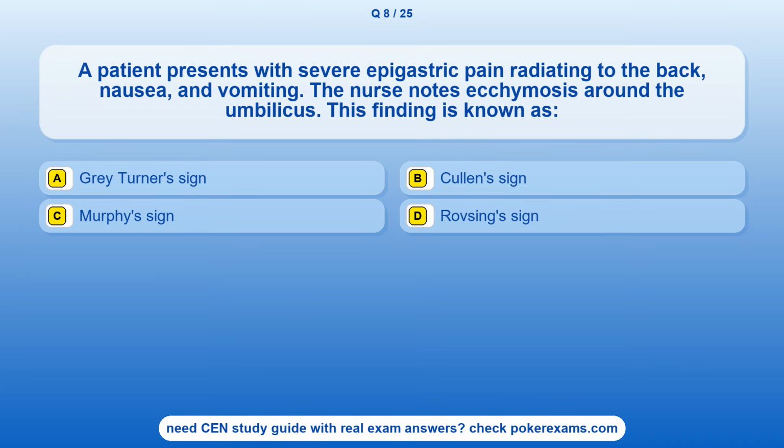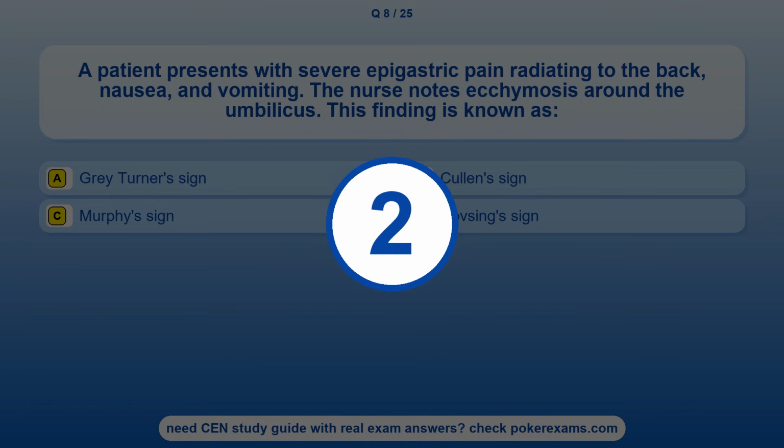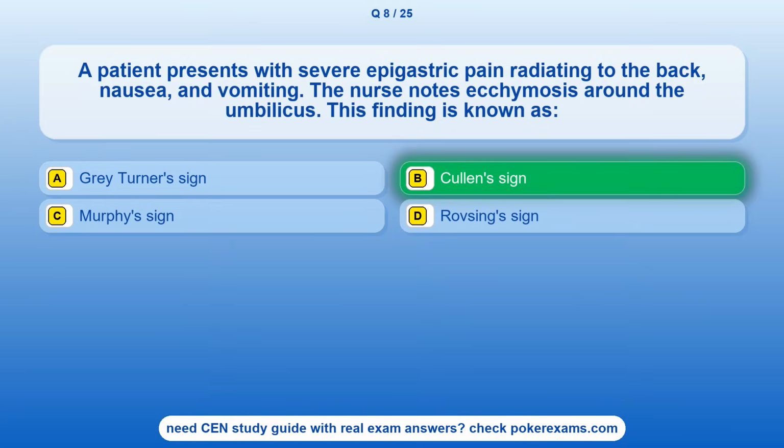Question 8. A patient presents with severe epigastric pain radiating to the back, nausea, and vomiting. The nurse notes ecchymosis around the umbilicus. This finding is known as Option A. Gray-Turner's sign. Option B. Cullen's sign. Option C. Murphy's sign. Option D. Rovsing's sign. The correct answer is option B.